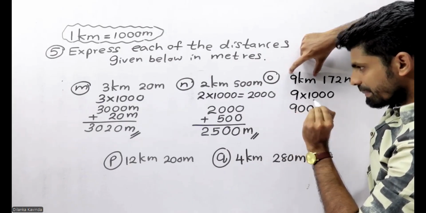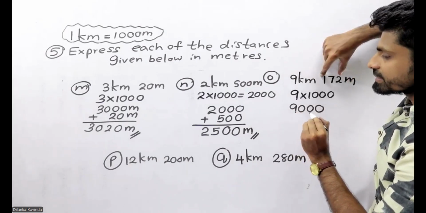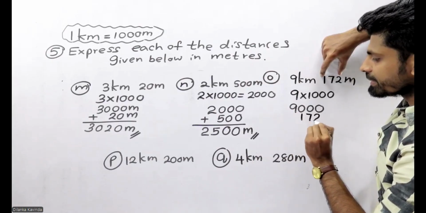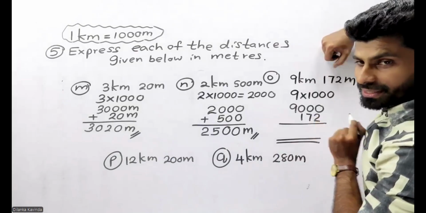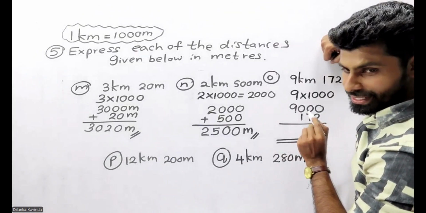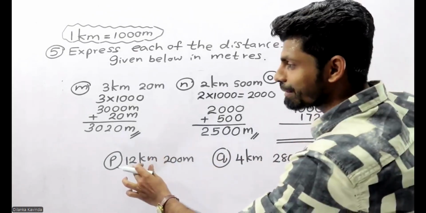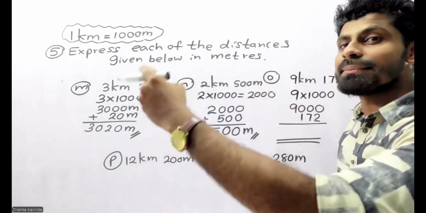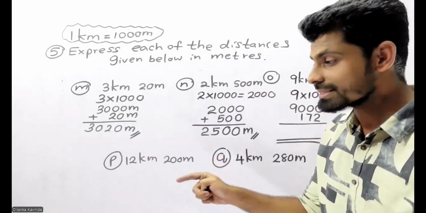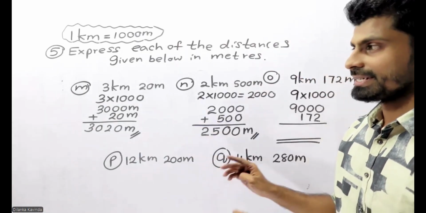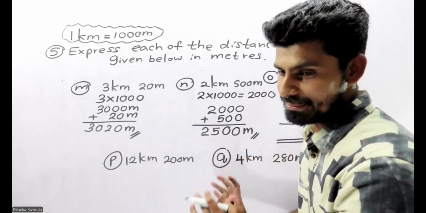9,000 meters plus 172 meters. Then you can take the total. Right. 12 means 12 multiplied by 1,000. 12,000 meters plus 200. Likewise, you can convert this one.